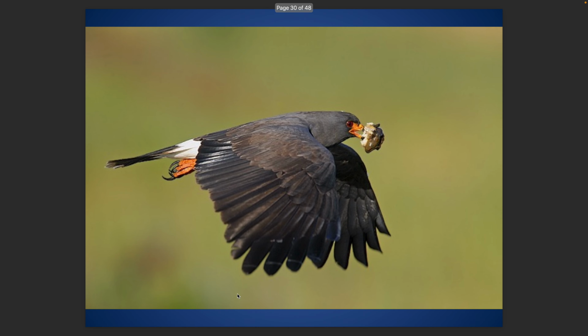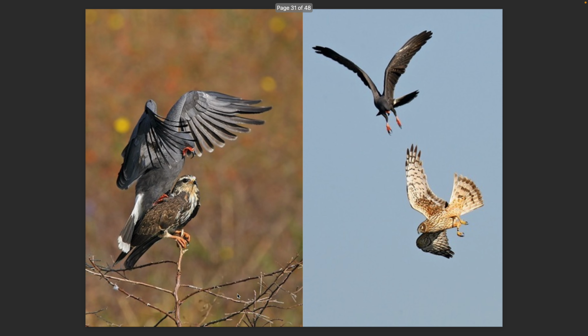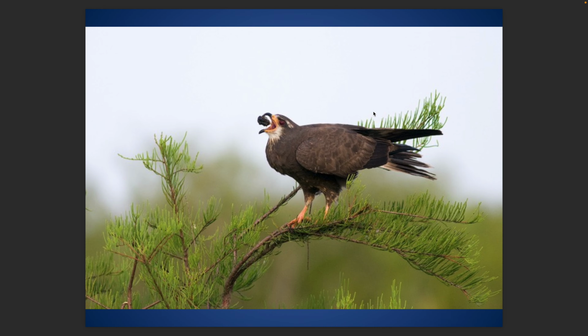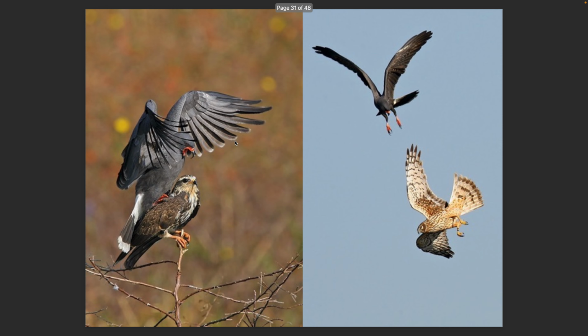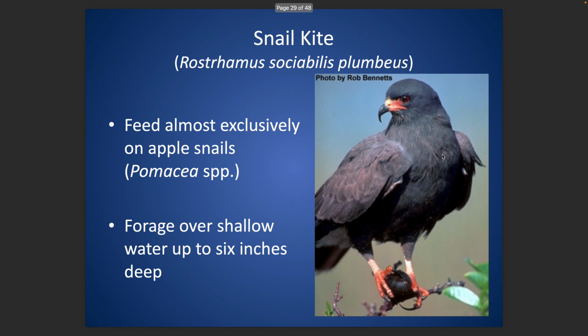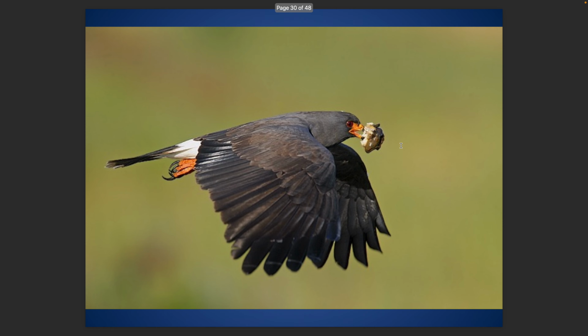Here's just some pictures of snail kites doing their thing. Here's their mating, which is really cool. And then eating the snail. Their bills, we talked about how specialized they are. That's why their bill is so curved, so it can get into the curved snail shell.